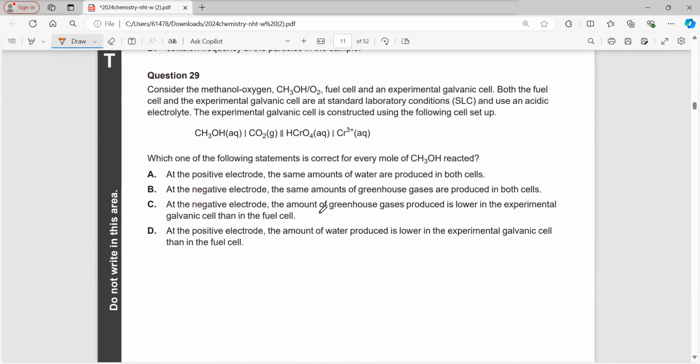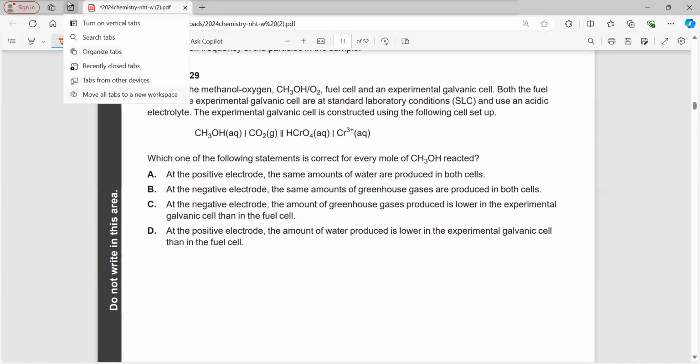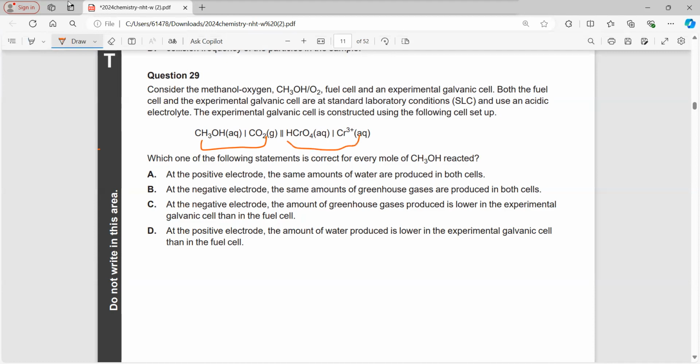Cool. Consider the methanol oxygen fuel cell and experimental galvanic cell. Both the fuel cell and experimental galvanic cell are using acidic electrolyte. Experimental galvanic cell. So this is one half cell and this is the other half cell. Ideally, this is going to be the anode because it's getting oxidized. This is going to be the reduction. So this is going to be the plus, the cathode. This is going to be the minus, oxidation. And then obviously we know how a methanol oxygen fuel cell works anyways.